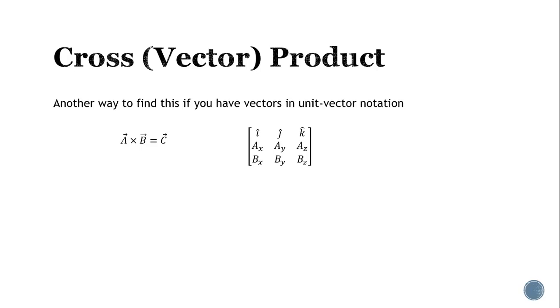So in the 3x3 matrix, what I start with is my unit vectors i hat, j hat, k hat in the top row. In the next row, the x, y, and z components of A. And in the third row, the x, y, and z components of B. So the cross product of A cross B is what we call the determinant of this matrix.